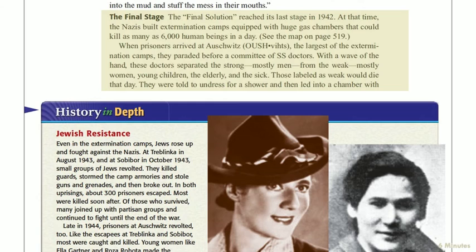When prisoners arrived at Auschwitz, the largest of the extermination camps, they paraded before a committee of SS doctors. With the wave of a hand, these doctors separated the strong, which were mostly men, from the weak, mostly women, young children, the elderly, and the sick. Those labeled as weak would die that day. They were told to undress for a shower and then led into a chamber with gas. So those were the gas chambers that took place.